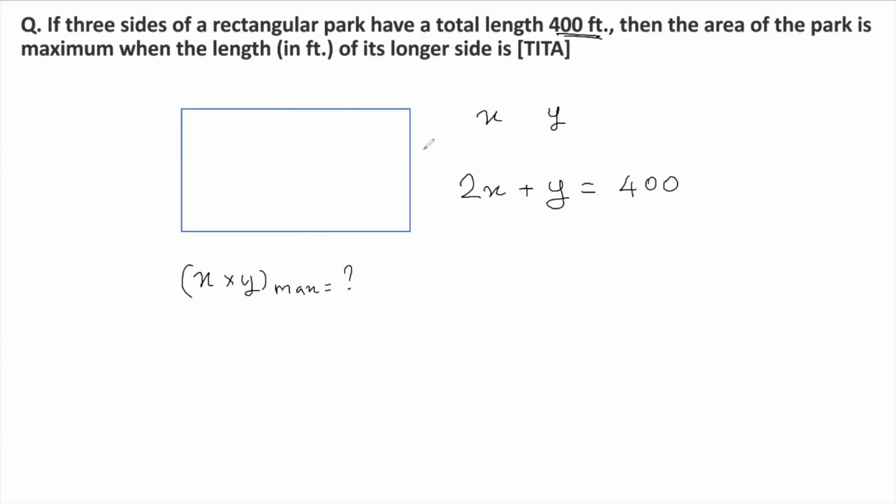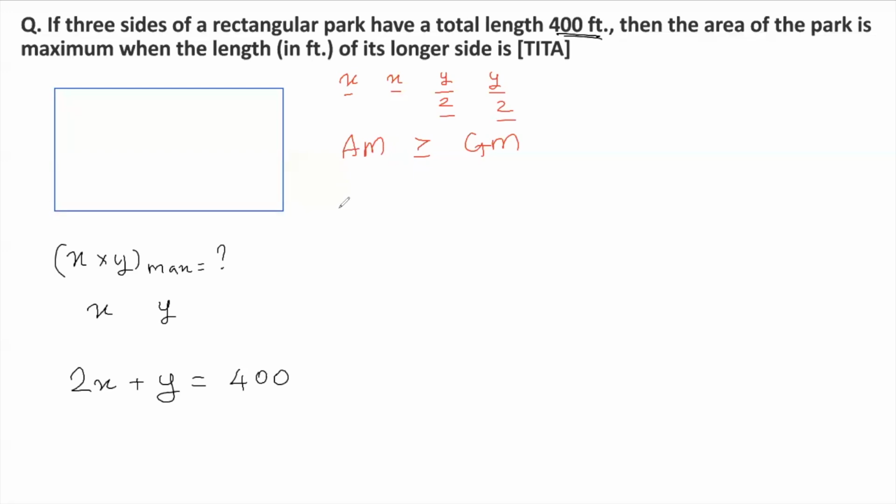Now there are multiple ways of solving this. I'll tell you one method using AM-GM. So observe that we have four numbers here, which are x, y by 2 and y by 2. All right, we know their sum is 400 and we need to maximize their product. So for four positive numbers x, y by 2 and y by 2, let's use the concept that their arithmetic mean is always greater than or equal to their geometric mean.